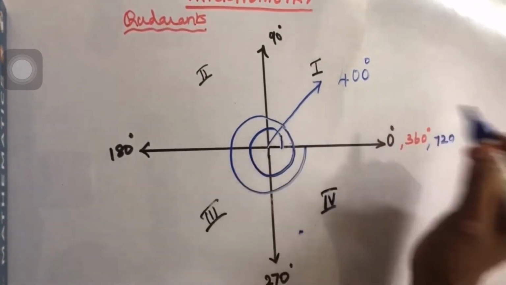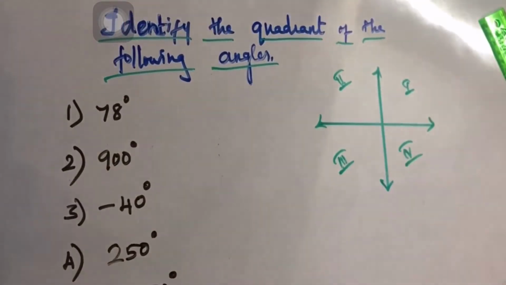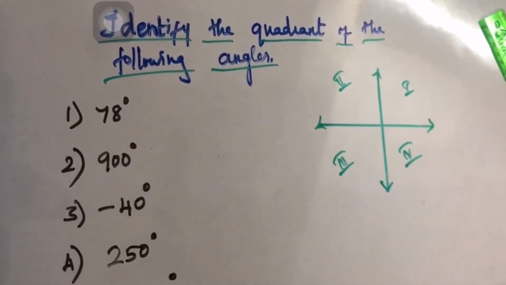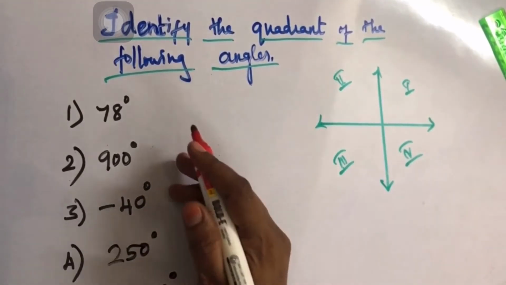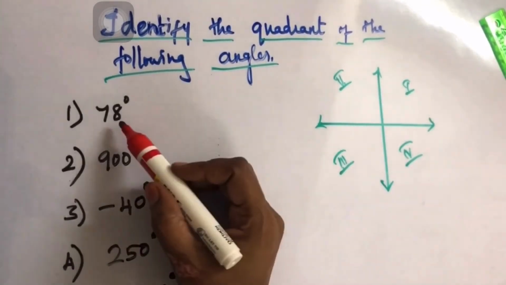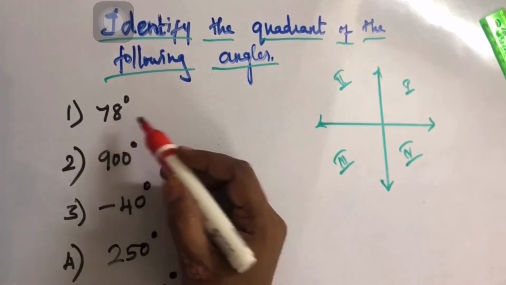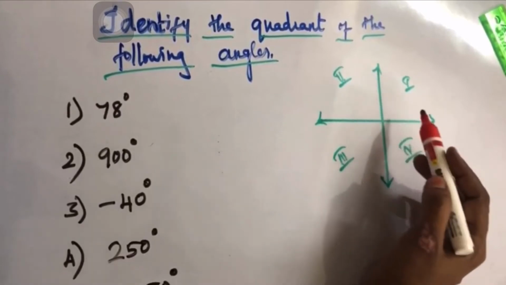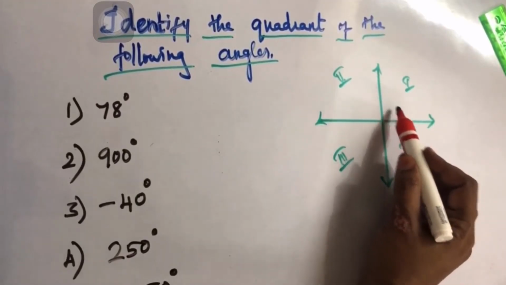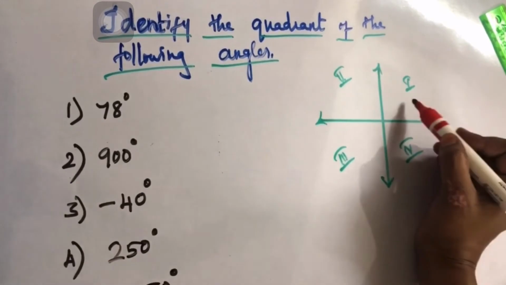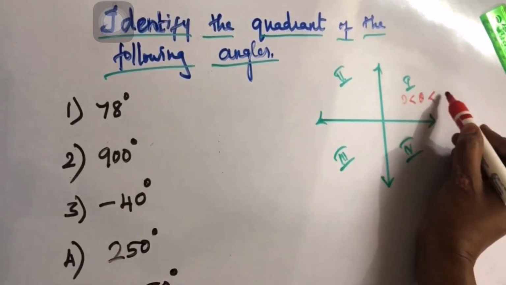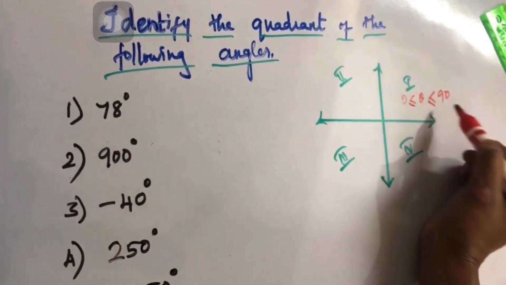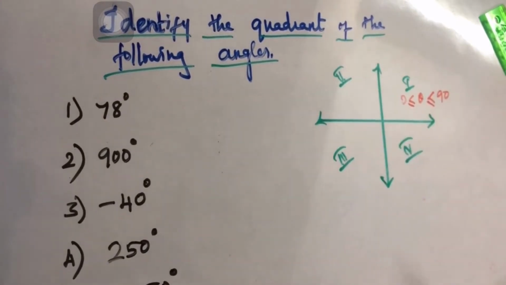Similarly, here: identify the quadrant of the following angles. So, we have to find in which quadrant the particular angle lies. So, 78 degrees, you can tell it is in the first quadrant, easily you will tell that. So, 78 degrees lies in the first quadrant. Okay. So, for the angle theta between 0 and 90 degrees, 0 less than or equal to theta less than or equal to 90, it is in the first quadrant.